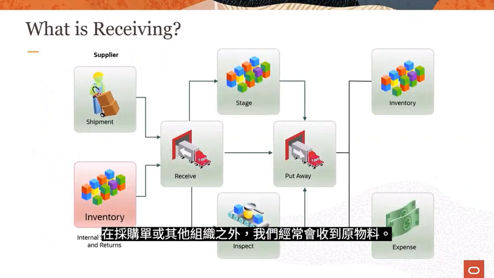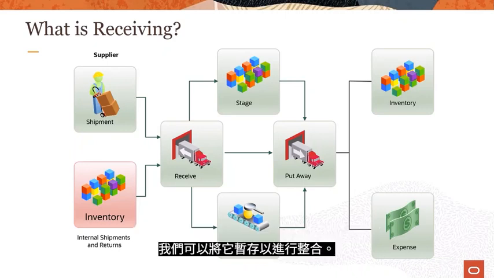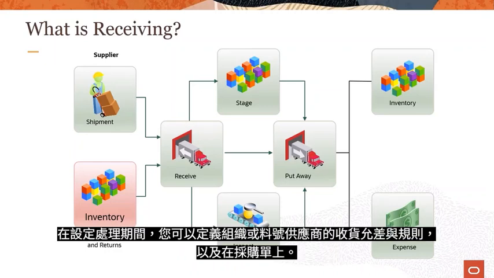Off a PO or from other organizations, we will frequently receive material. Material comes in the back door, we can do inspections, put it away, deliver it to expense, we can stage it to consolidate it. During the setup process, you can define receiving tolerances and rules for the organization, for the supplier, for the item, and on the PO.